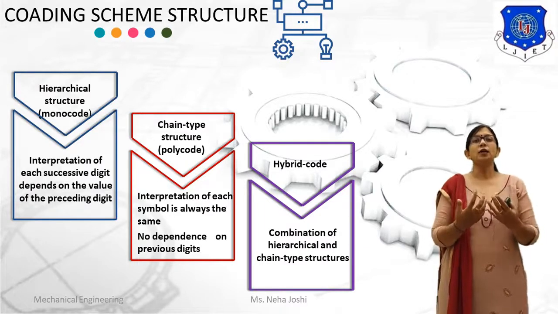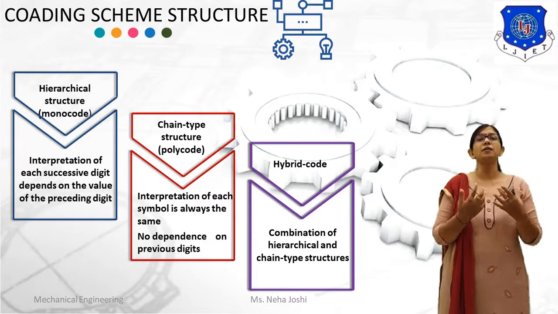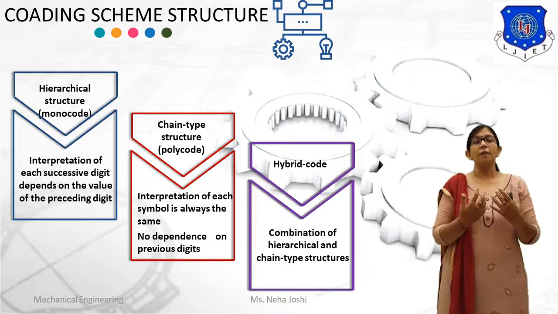This clearly shows that the system does rely on the previous digit, but also has some digits that are independent, which are able to show the attributes by themselves.